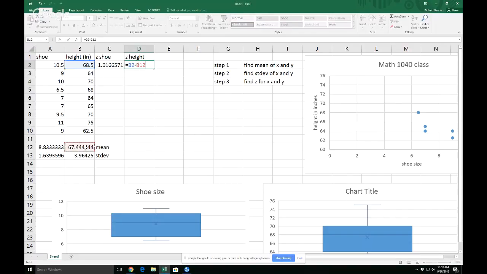67.4. That's better. Divided by the standard deviation, which is 3.9. Okay. Is that correct? Yeah. So you could have done that at the beginning. So let's put the F4 there, the F4 here, and put the parentheses in the numerator.